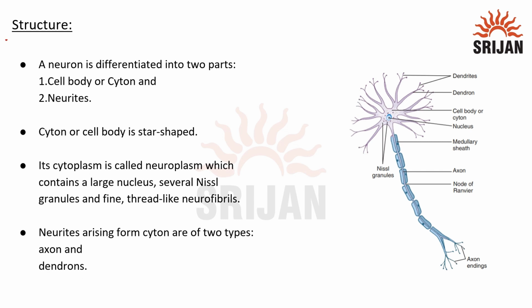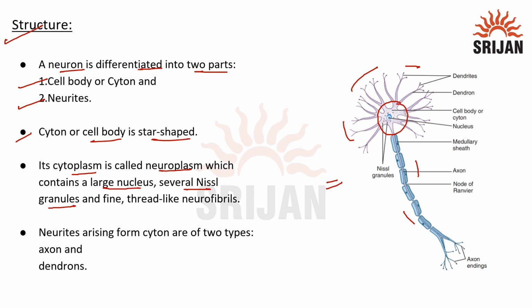Now over here we can see the structure of neuron. A neuron is differentiated into two parts. First is the cell body or cyton, and second is the neurite. Here we can see in the image, this thing is called as the cyton or cell body, and all these things are called as the neurites. Cyton or the cell body is star shaped. Its cytoplasm is called as neuroplasm, which contains large nucleus and several Nissl's granules and fine thread like neurofibrils.